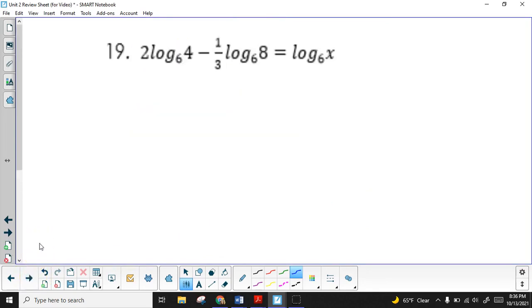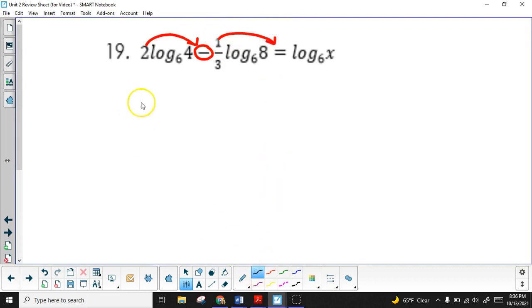Number 19. 2 times the log base 6 of 4 minus 1/3 times the log base 6 of 8 equals the log base 6 of x. Well, they all say log base 6, so that's good. We need to do some condensing on our left-hand side. There's a couple things going on here. We have a minus, so we're going to condense using the quotient property. And also, we have some coefficients here, which are going to become some exponents.